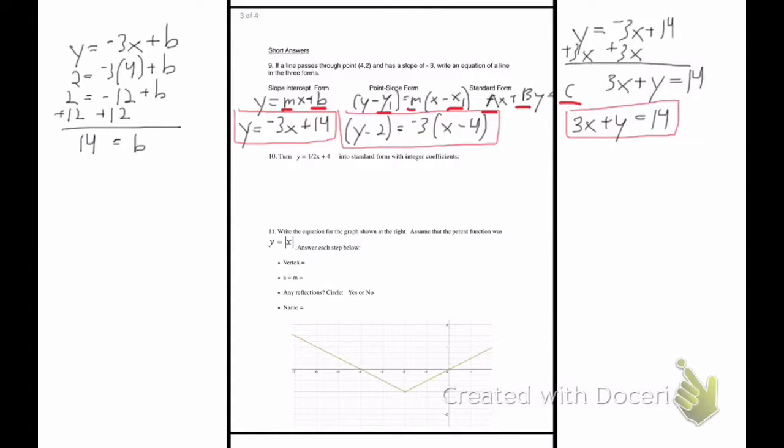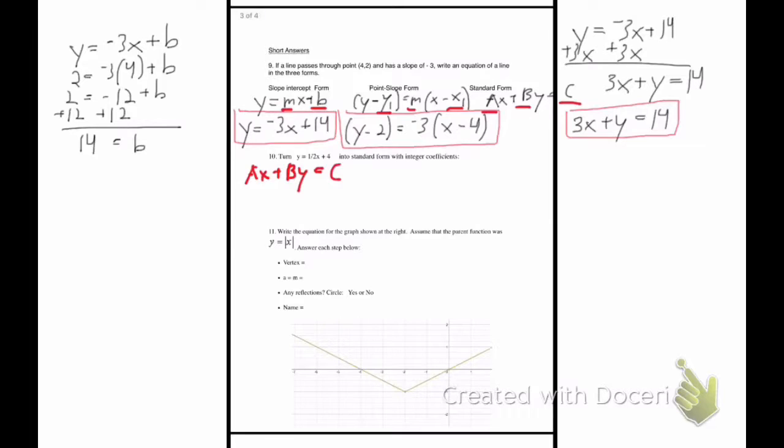Alright. Number 10 reads, turn y equals 1/2 x plus 4 into standard form with integer coefficients. Well, the first thing we do is write the standard form, which is ax plus by equals c. In order to turn slope-intercept form into standard form, we must bring over the half x.